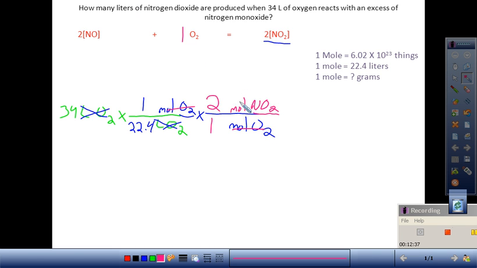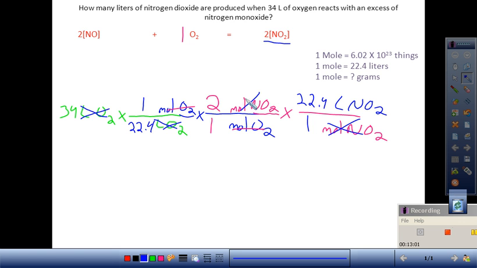Looking for how many liters, so I got to keep going. Don't want moles of NO2. And I want liters. And my liters, 22.4 liters for every 1 mole. Cross off my like units and multiply that out, divide it out, and we get 68 liters.